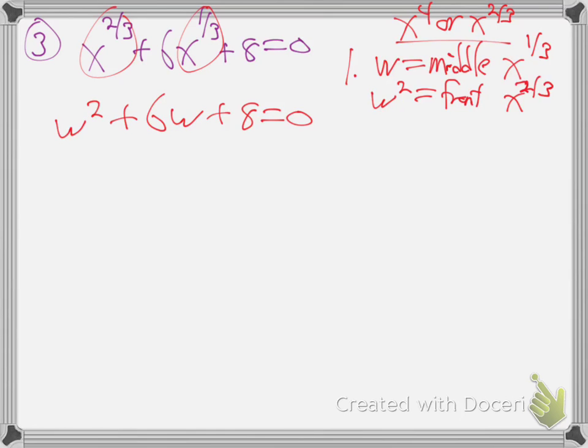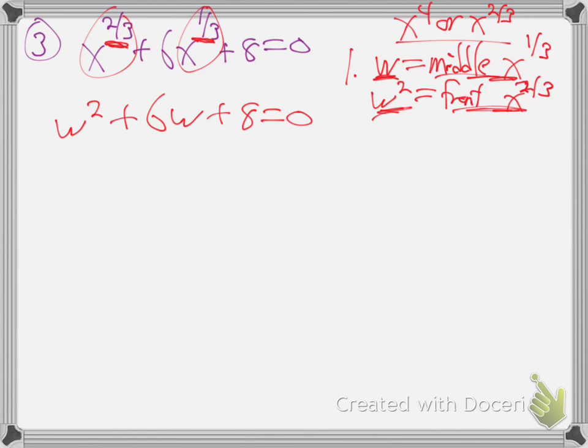So step 1, you change to a different letter. These are the ones where we change to a different letter. You let w be the middle. W squared is the front, because the front, x to the 2/3, is twice as big as 1/3. So w squared, twice as big as regular w.